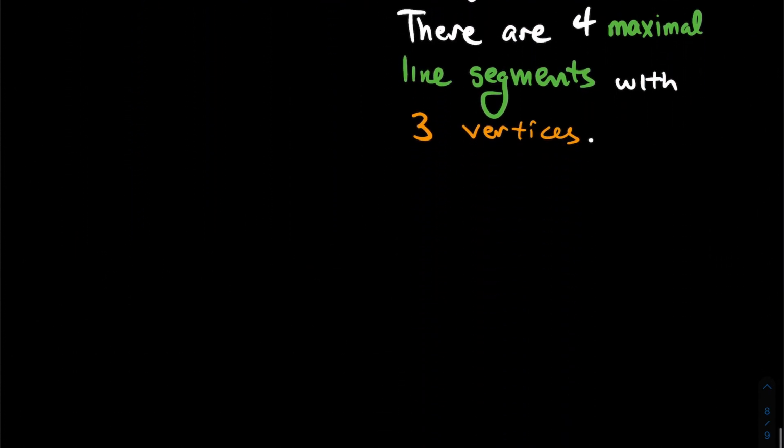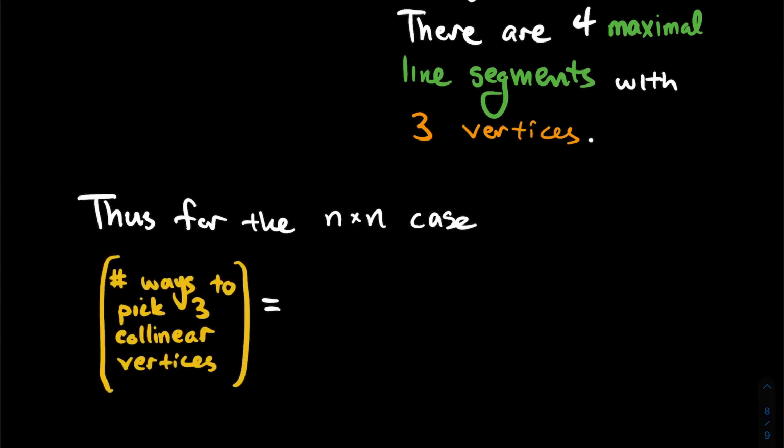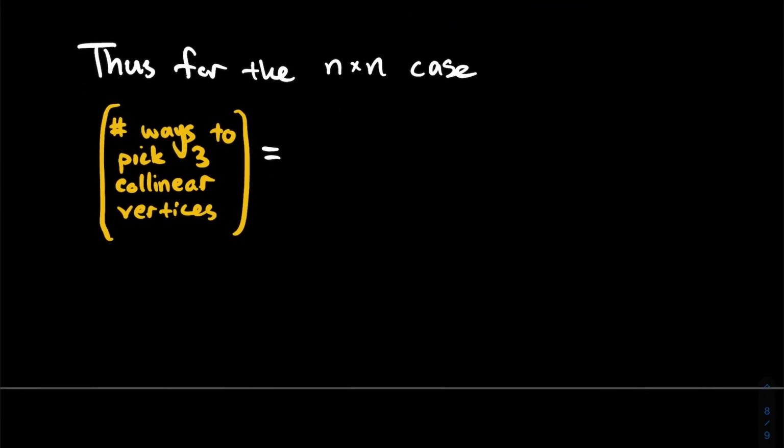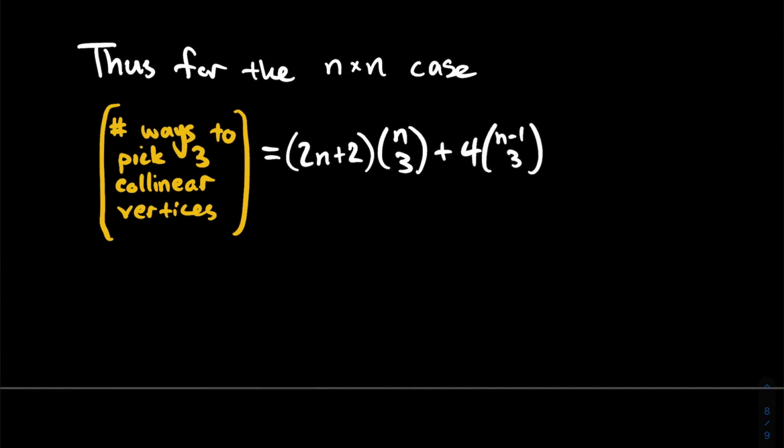So, to put it together, the n by n case suggests that the number of ways to pick 3 collinear vertices should be 2n plus 2 times how many ways you could pick 3 of those n points on that line, so times n choose 3, plus 4 times how many ways could you pick 3 points on that line that has n minus 1 options, plus 4 times how many ways you could pick 3 points from n minus 2 options, and you keep doing that all the way till you get down to plus 4 lines where you pick 3 points from the 3 options.